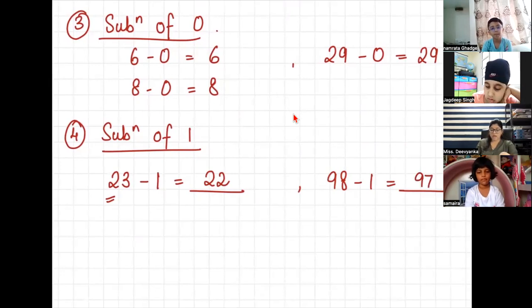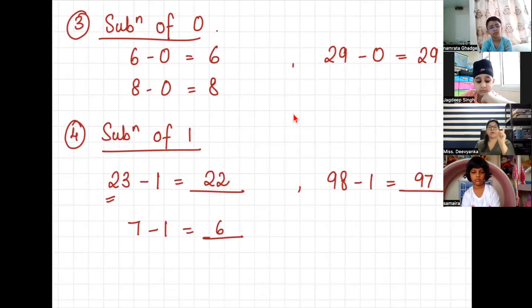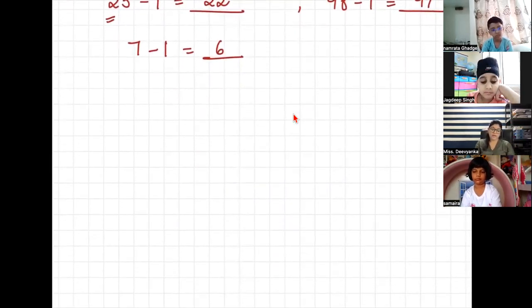And let's take one more example, a smaller one. Let's say 7 minus 1. What would be the answer? 6. So subtraction of 0, the number remains the same. And subtraction of 1, you get the answer as the before number. Right? Now, the next one is backward counting.